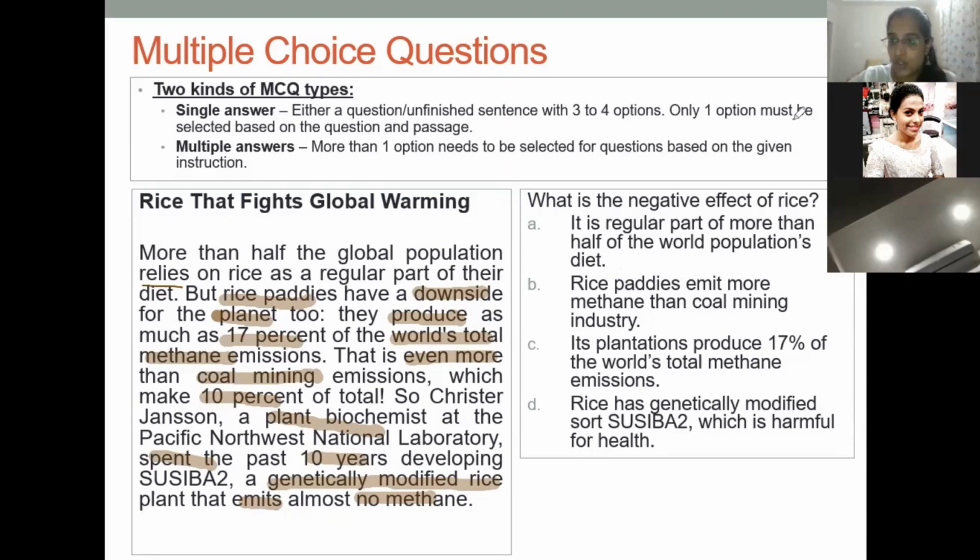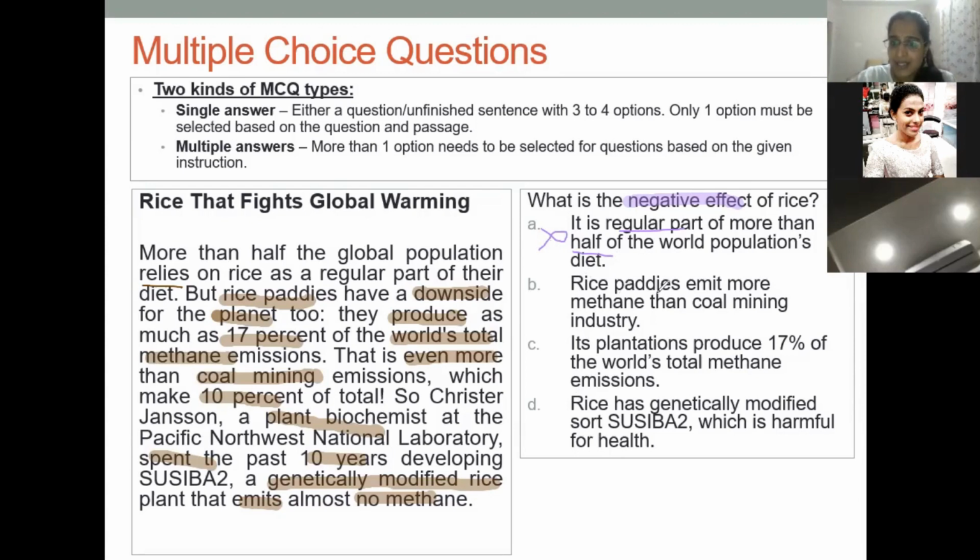Now let's look at the question. What are they asking us to do in the question? They're asking us, what is the negative effect of rice? So let's quickly run through the options. Regular part of more than half the world's population's diet. Now, this is not the negative effect, correct? It's just information which is present in the passage. This is not a problem, and they've not mentioned it as a problem. So I'm going to throw away this option.